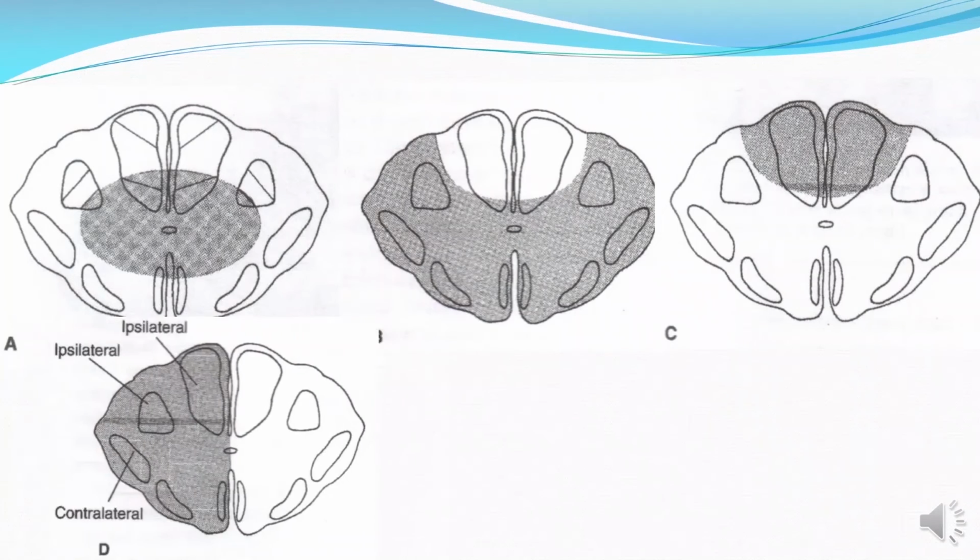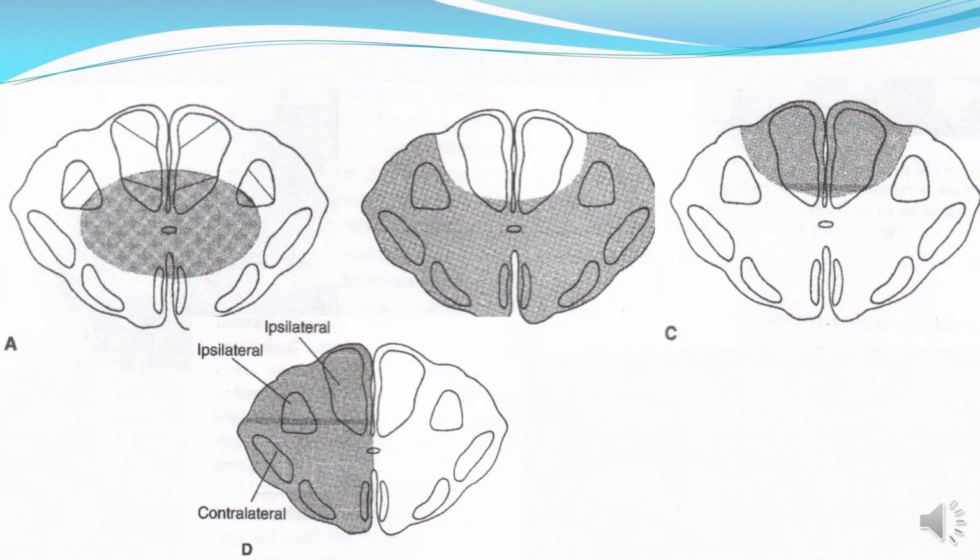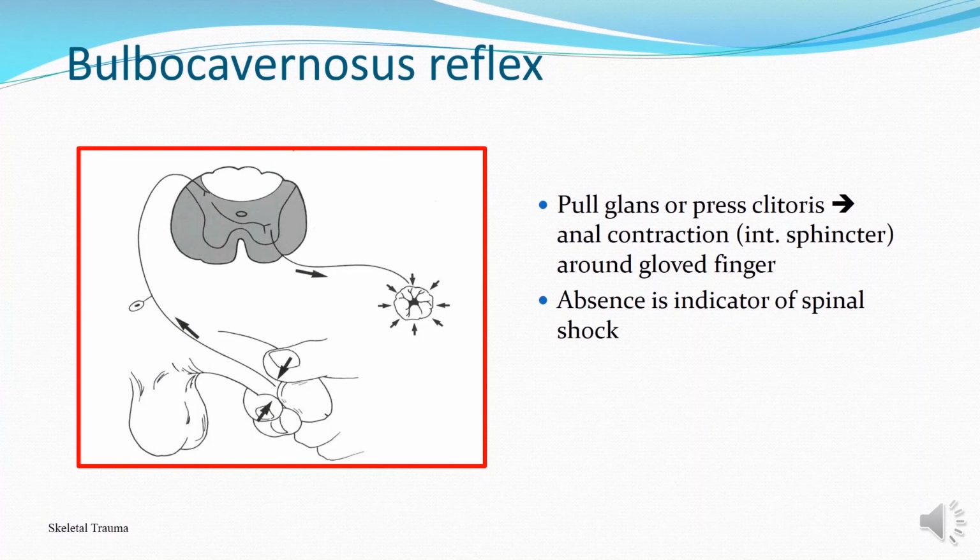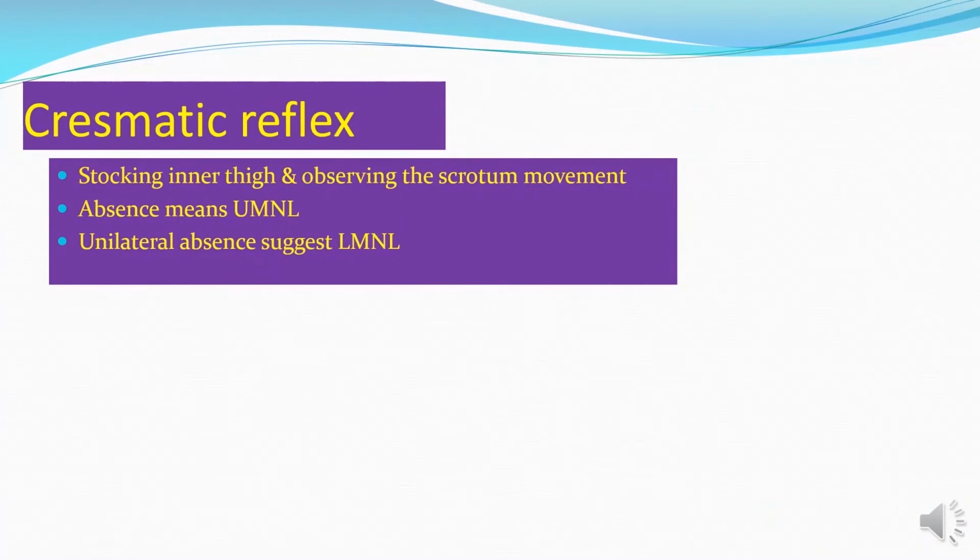We have four different syndromes: the central cord syndrome, which is the worst and can occur at the thoracic area, the anterior cord syndrome, the posterior cord syndrome, and Brown-Séquard syndrome. We have the bulbocavernosus reflex, which means the end of the spinal shock. A reflex which is absent means upper motor neuron lesion. Cord lesion or unilateral absence suggests lower motor neuron.